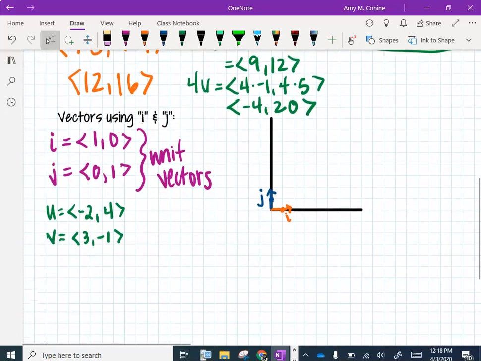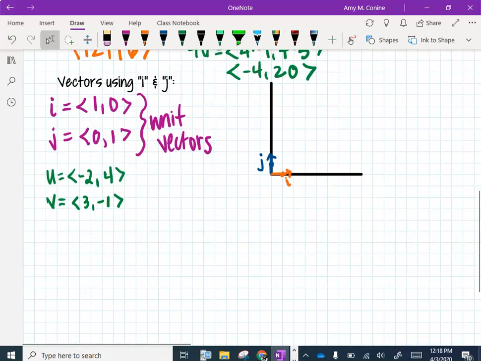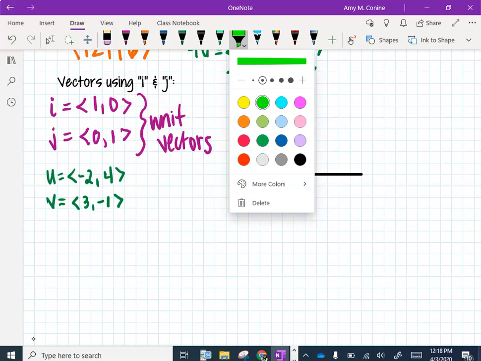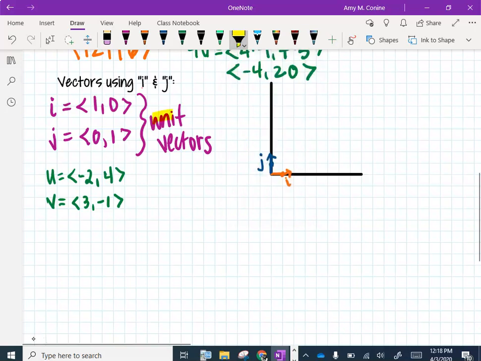We're going to just jump down to something called i and j, so vectors using i and j. Vector i is 1, 0, and vector j is 0, 1, and these are called unit vectors. These are called unit vectors. What that looks like on a graph is right here to the right.